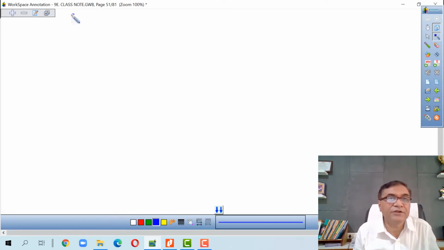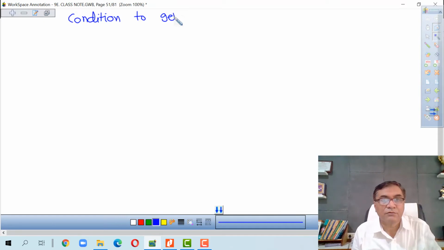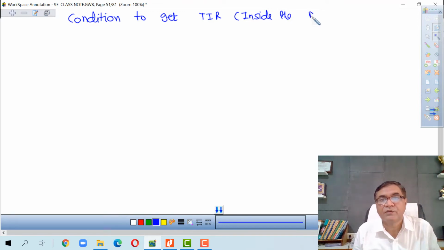Now one more thing: the condition to get total internal reflection inside the prism. In other words, emergence is not possible. So rays do not emerge out from the prism from the other side.